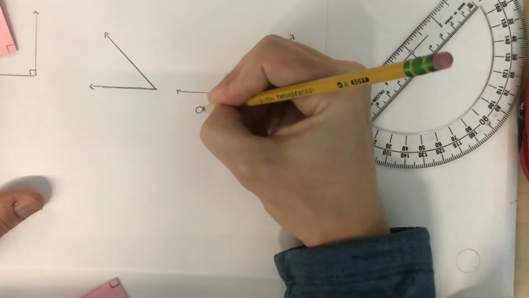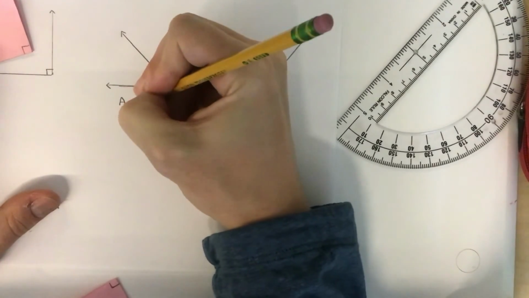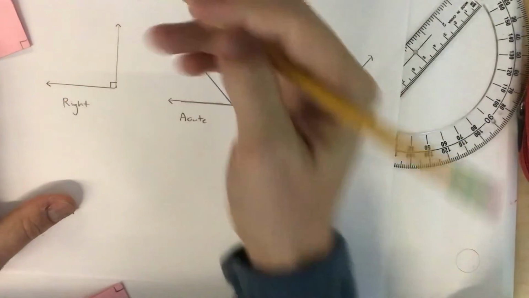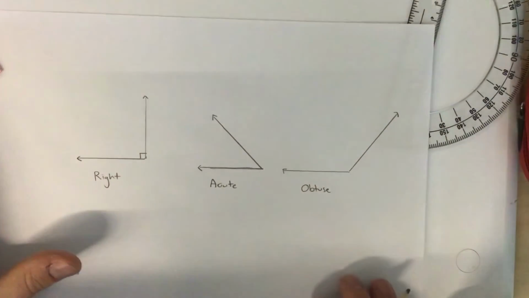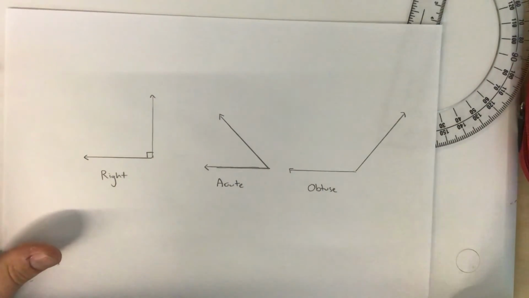So there's an obtuse, and then an acute, and a right angle. So there you have it, all three different types of angles: right angles, acute angles, and obtuse angles.